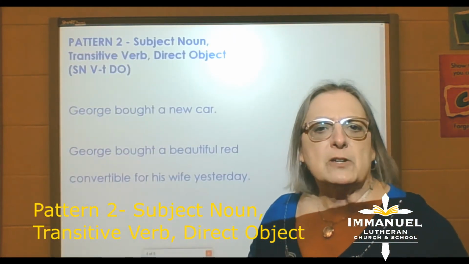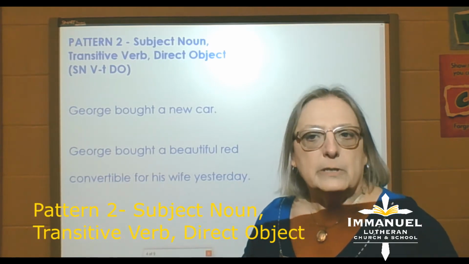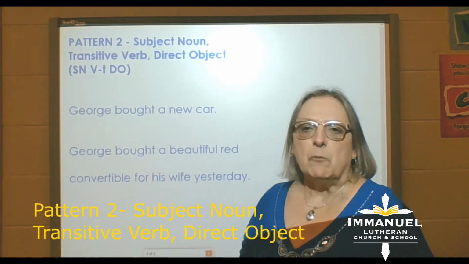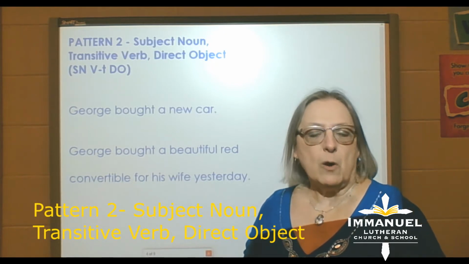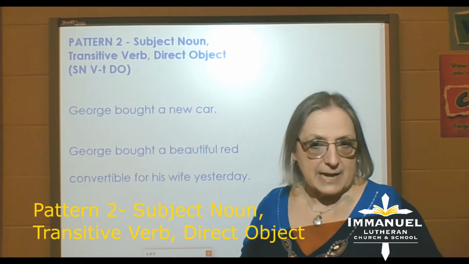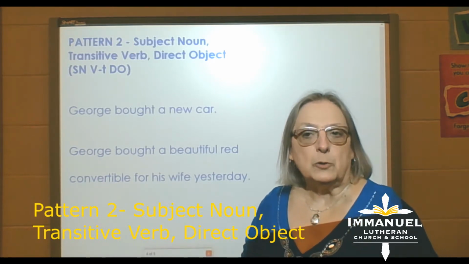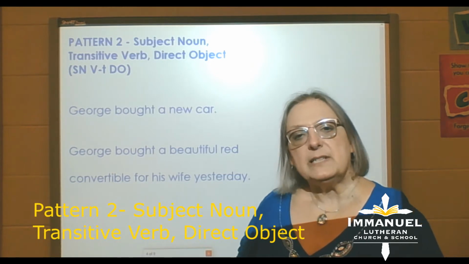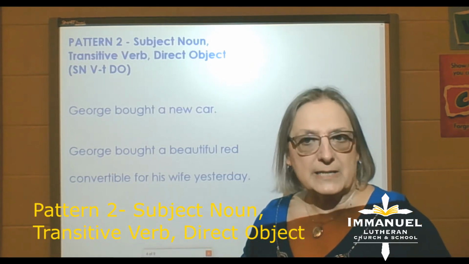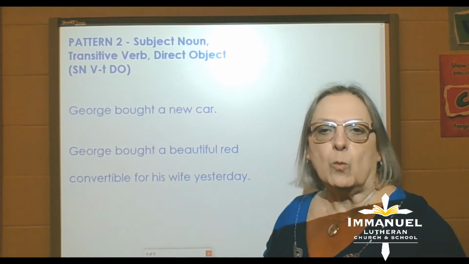Pattern 2 is called subject noun, transitive verb, direct object. And when we shortcut the pattern words, when we label it, we write SN subject noun, V-T verb transitive, DO direct object. And so we usually say subject noun, verb transitive, direct object. So let's see how pattern 2 works.